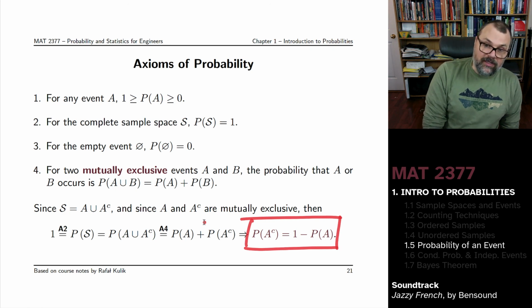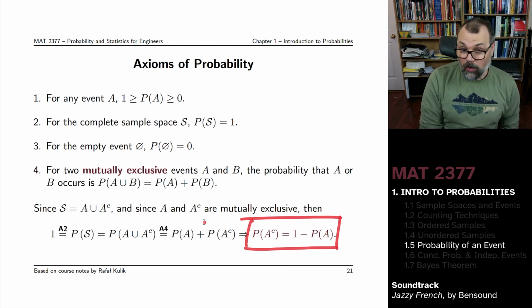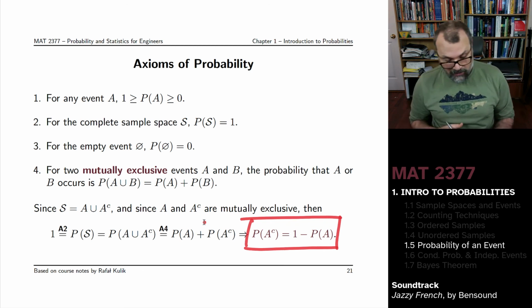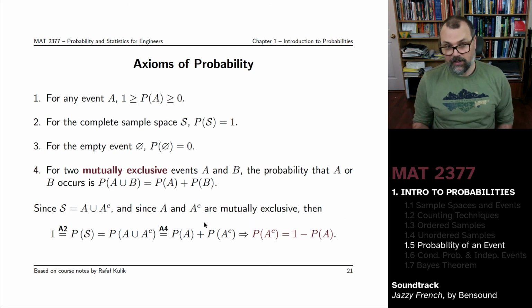What's the probability of not rolling a 1? Well, it will be 1 minus the probability of rolling a 1. 1 minus 1 over 6 gives you 5 over 6.